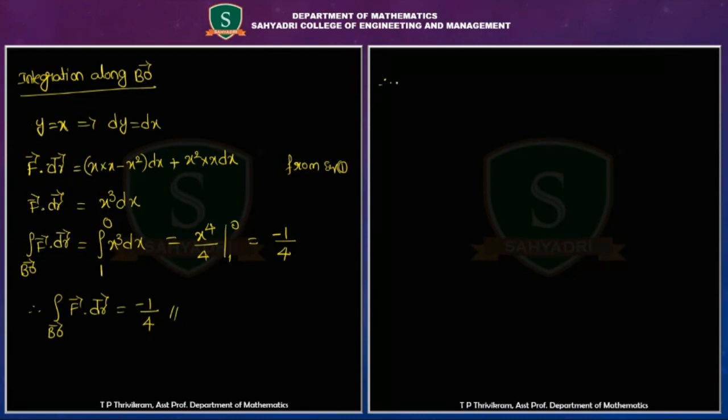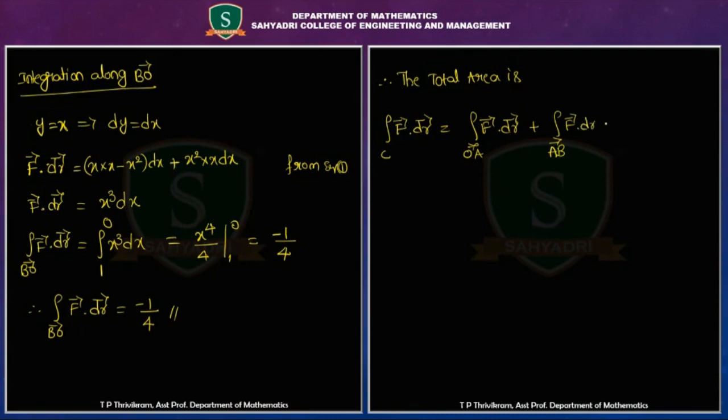Therefore the total integral along the curve C of f dot dr is equal to the integral along the OA line of f dot dr, plus the integral along the AB line, plus the integral along BO. So this is equal to the first value, minus 1 by 3, plus 1 by 2, minus 1 by 4.